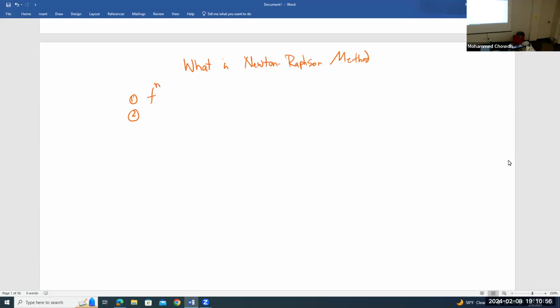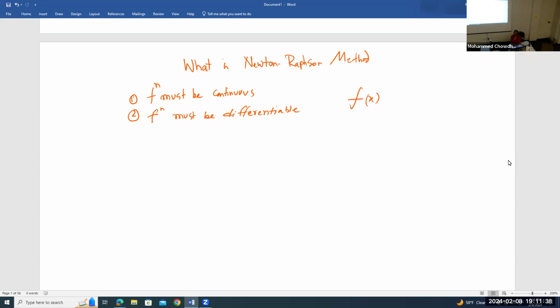function must be continuous and function must be differentiable. Okay? Any function written as f(x) that is continuous and that is differentiable.